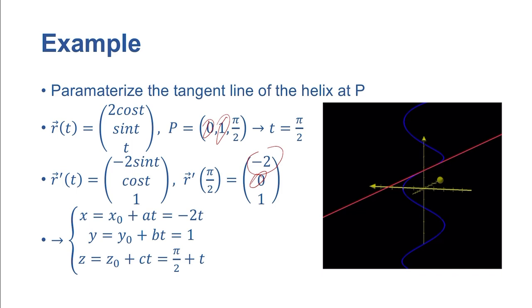We can kind of see that in our graph here, so we were able to find a tangent line that is directly tangent to our helix at the point that we desire.